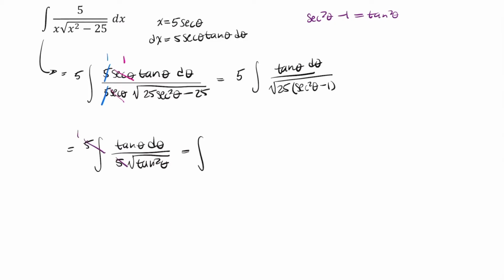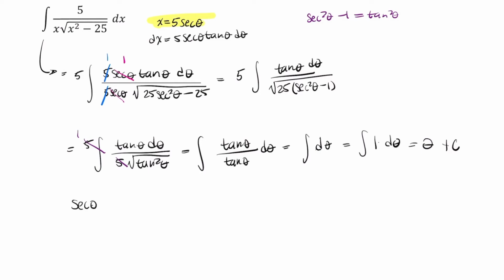And then we do end up with this tangent theta in the numerator and then a tangent theta in the denominator. So this is just the integral of d theta. And if that looks confusing to you, just remember this is like integrating 1 d theta. And that's just going to be theta plus a constant. Well, theta, we can figure out what that is using our initial substitution. So since x equals 5 secant theta, that tells me that secant theta equals x over 5. So theta equals secant inverse of x over 5.